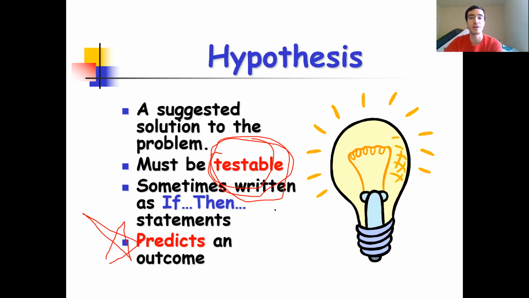So with the plant example, you could predict that if you give plants more fertilizer and more water, they'll grow bigger and have better leaves, better flowers. You're making a prediction.